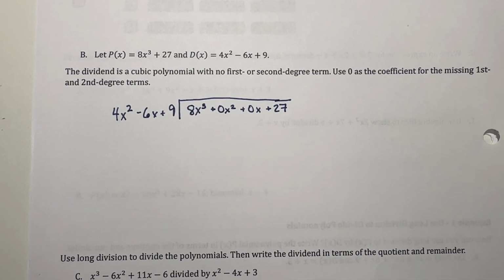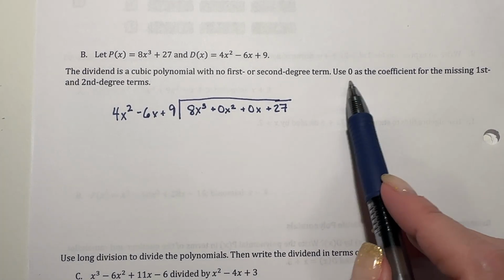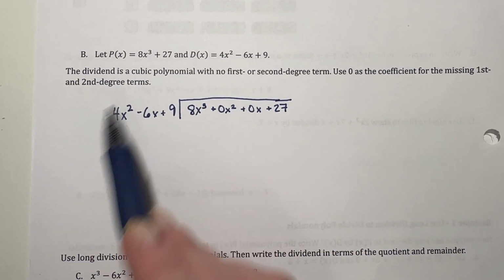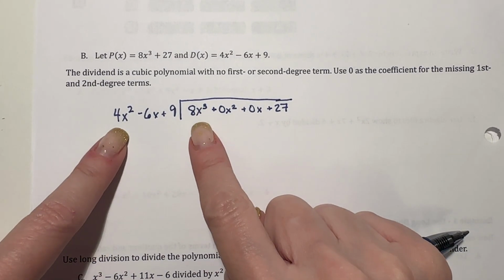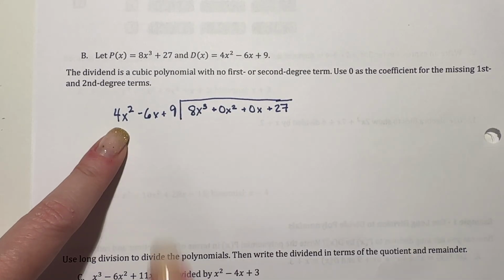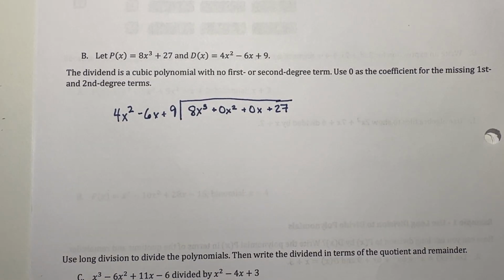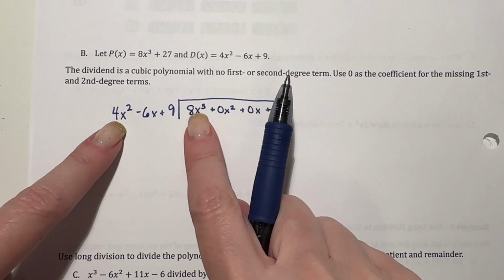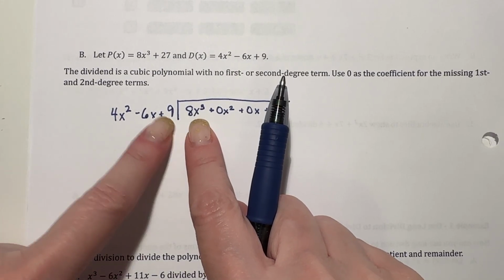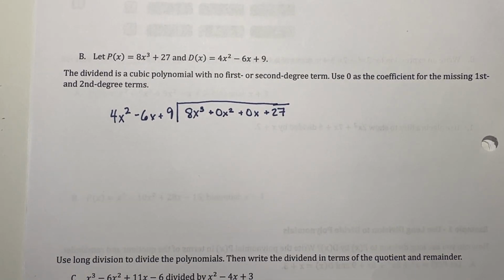Okay, let's do some division. Notice it says use 0 as coefficients for missing first and second degree terms, so I'm just saying you should do that. All right, now we're going to take a look at this and figure out what we need to put into our problem so that we can have this term match this one. Remember, we don't care about the extras. They're just kind of along for the ride.